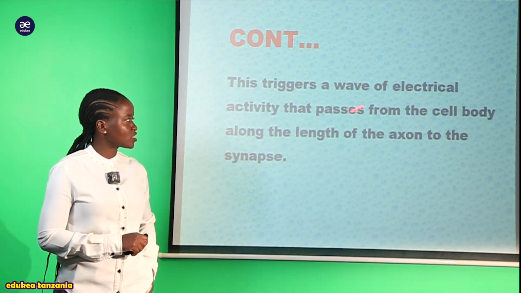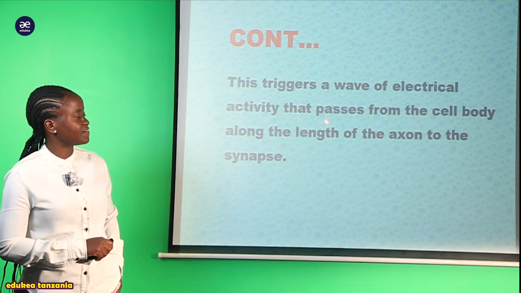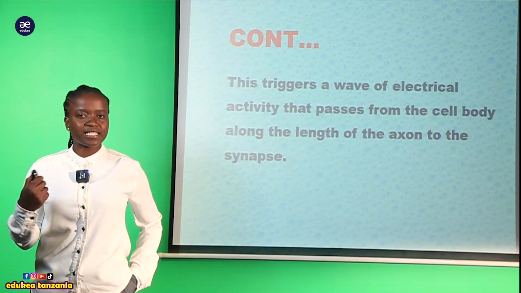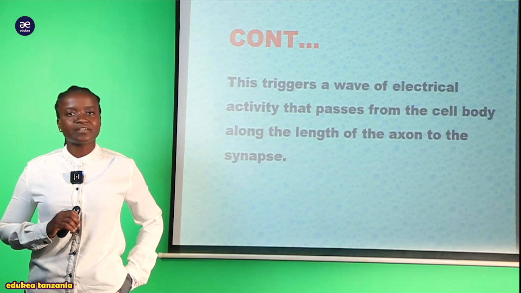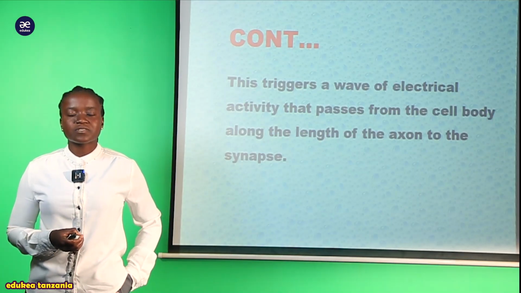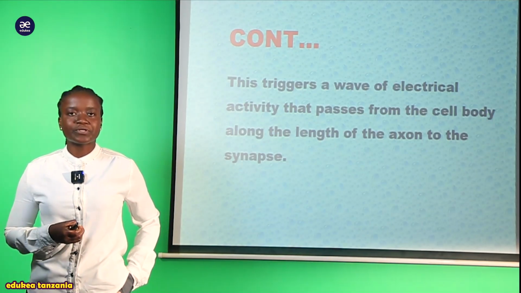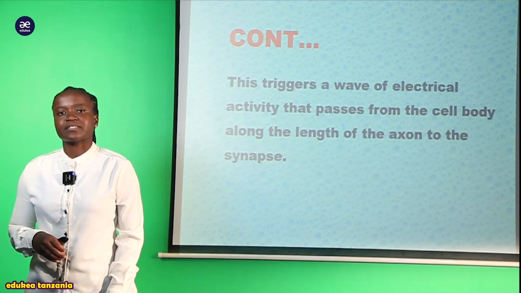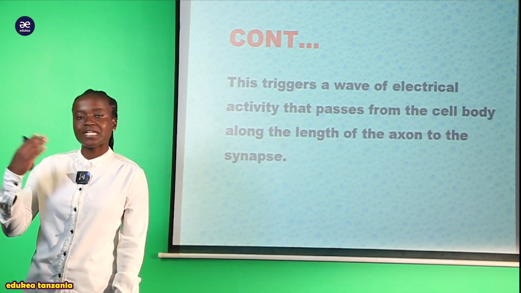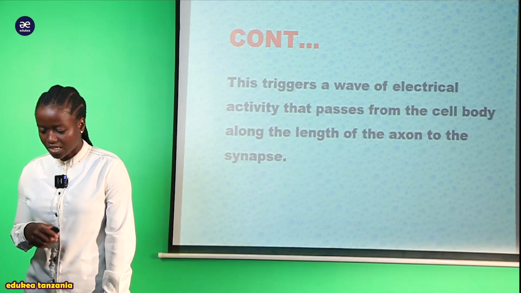Kwa sasa zile electrical signals or zile electrical activities are passed through the cell body. The cell body thereafter zinapita kwenye ile structure ya dendrons where now there is a possession of different kinds of neurotransmitters. They will be responsible for transmitting that impulse kutoka kwenye nerves moja kwenda kwenye nerves nyingine.